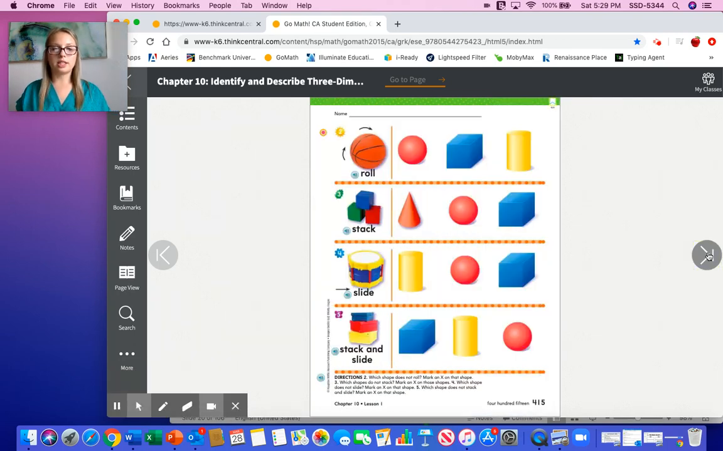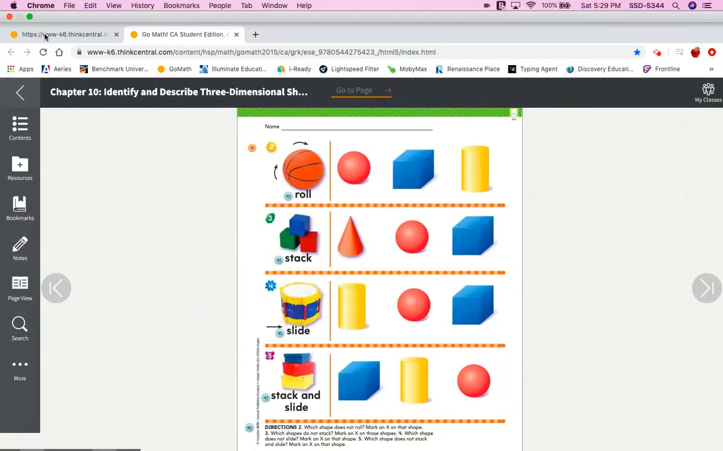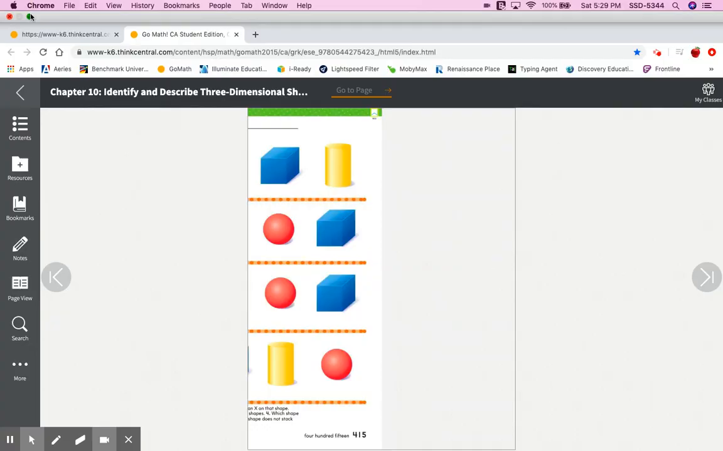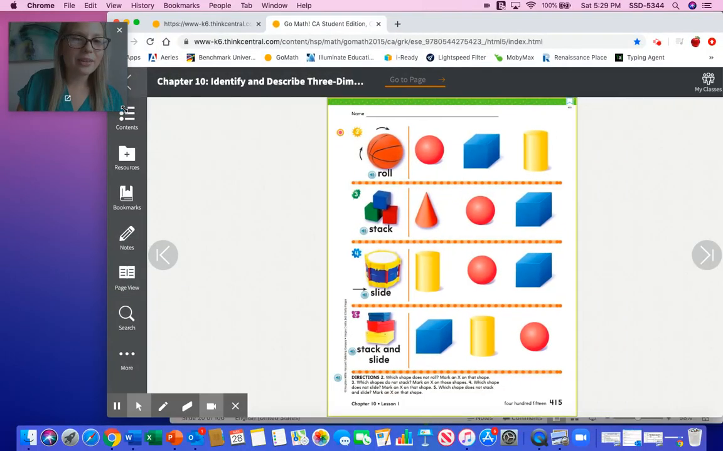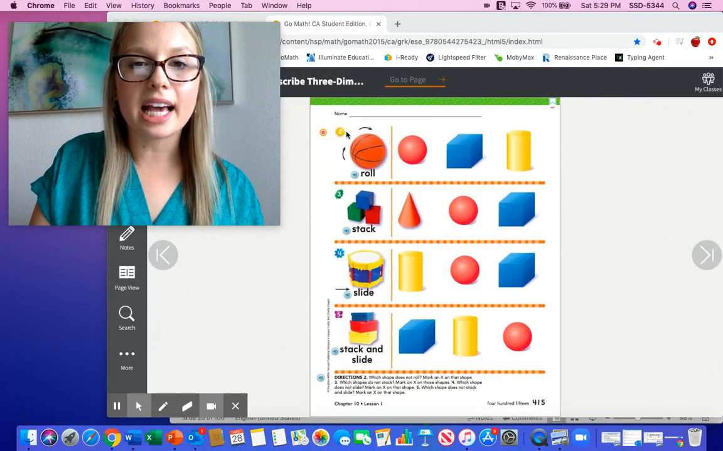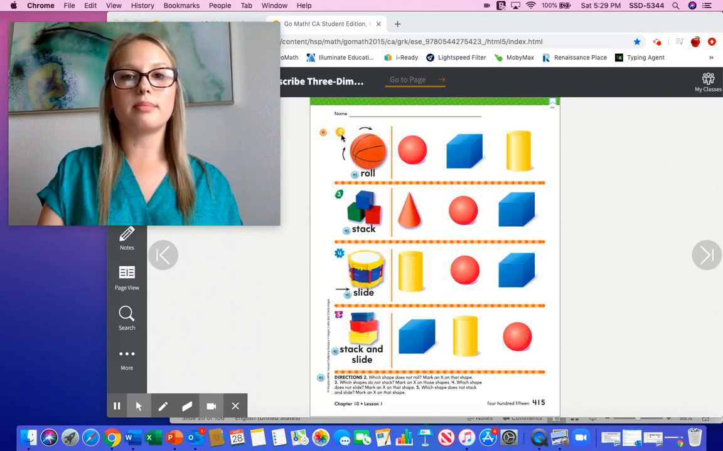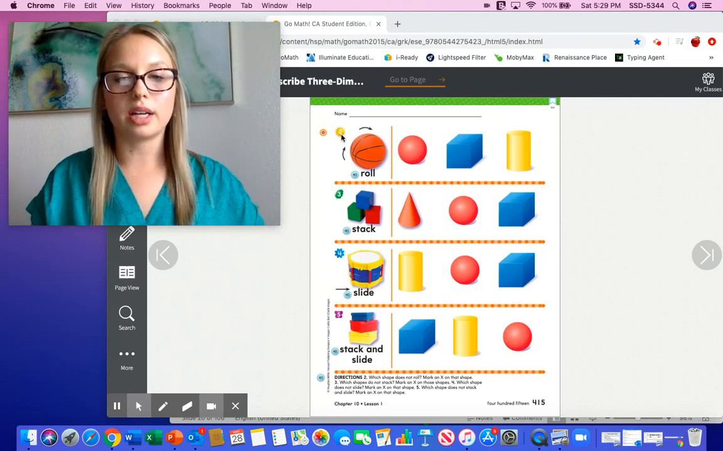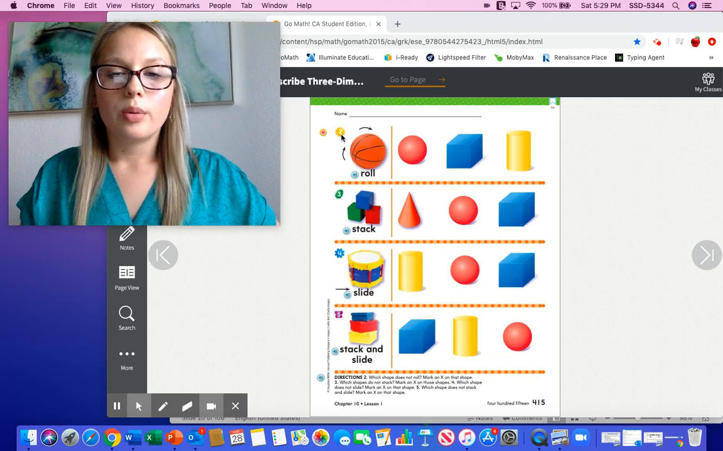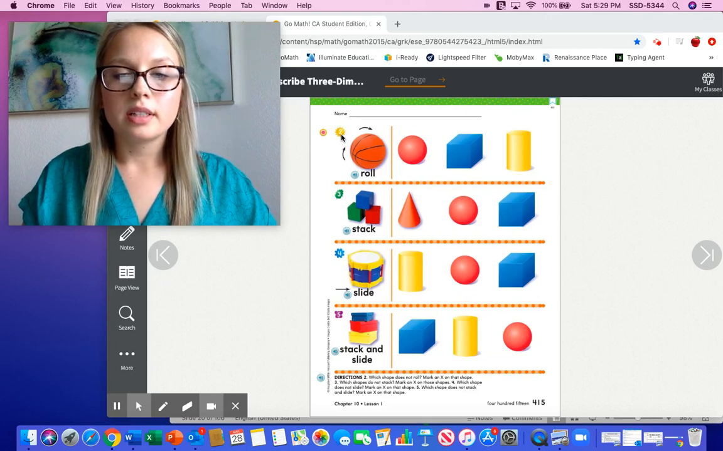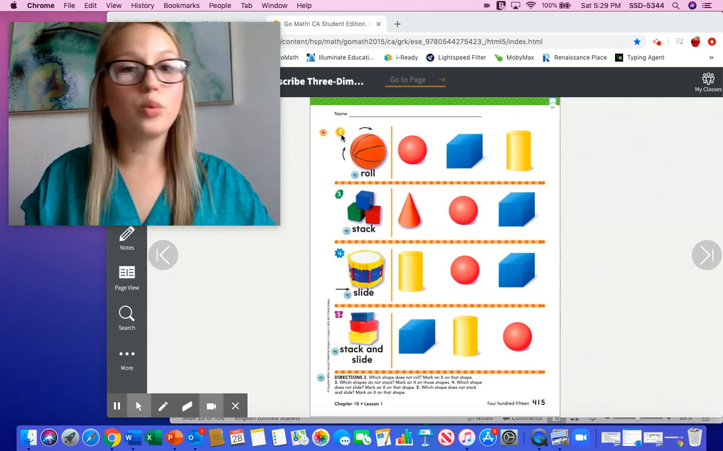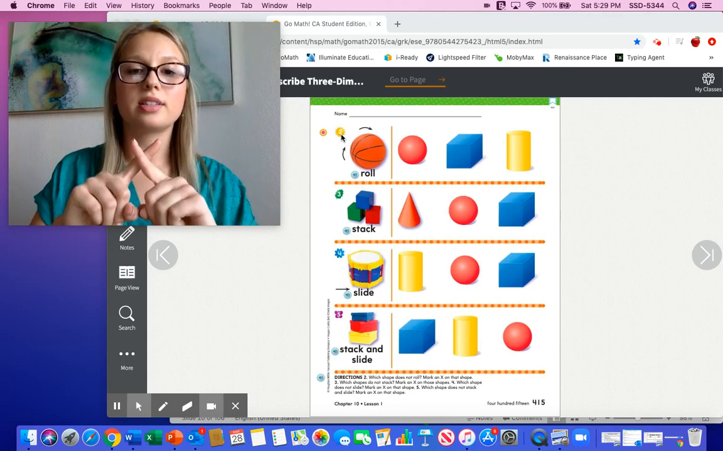And we are going to see which shapes can do different things. So we are going to put our finger on the yellow sun over here, yellow sun number 2. Put your finger on it so you're ready to go. We are going to find the shapes that cannot roll, and we're going to put an X on them.